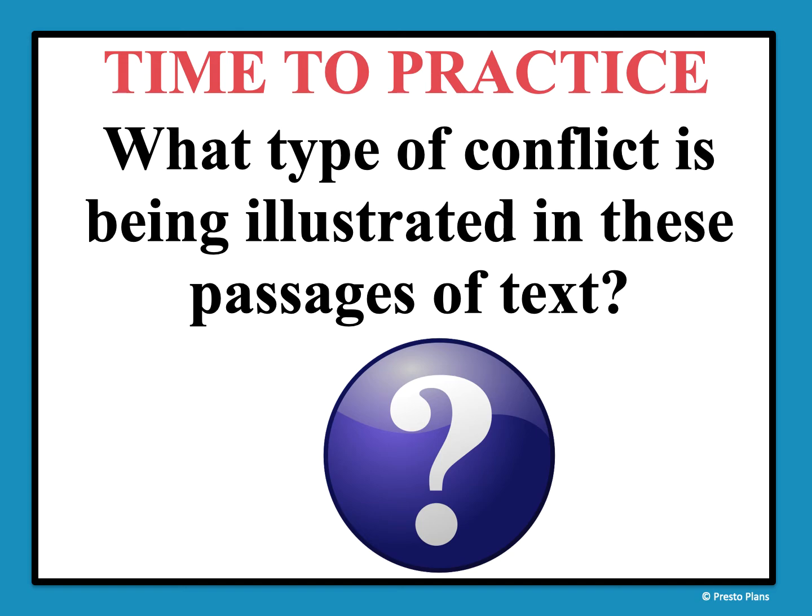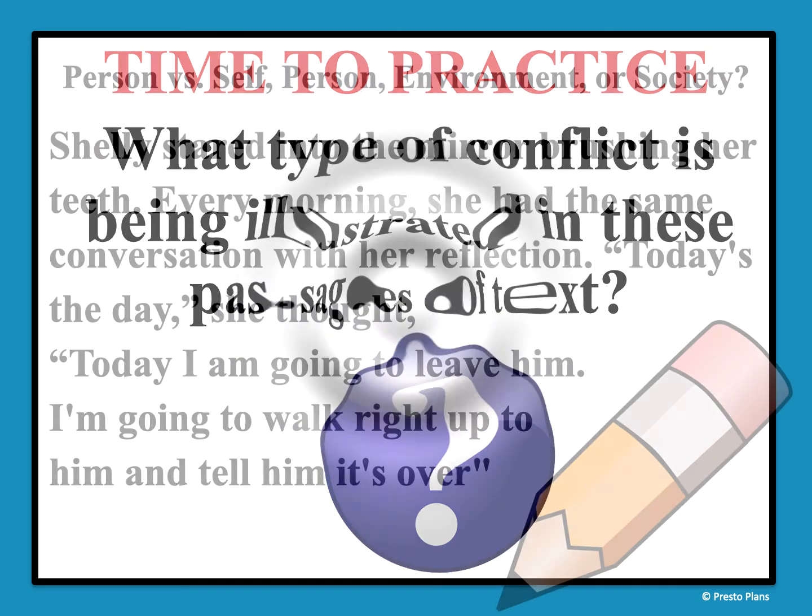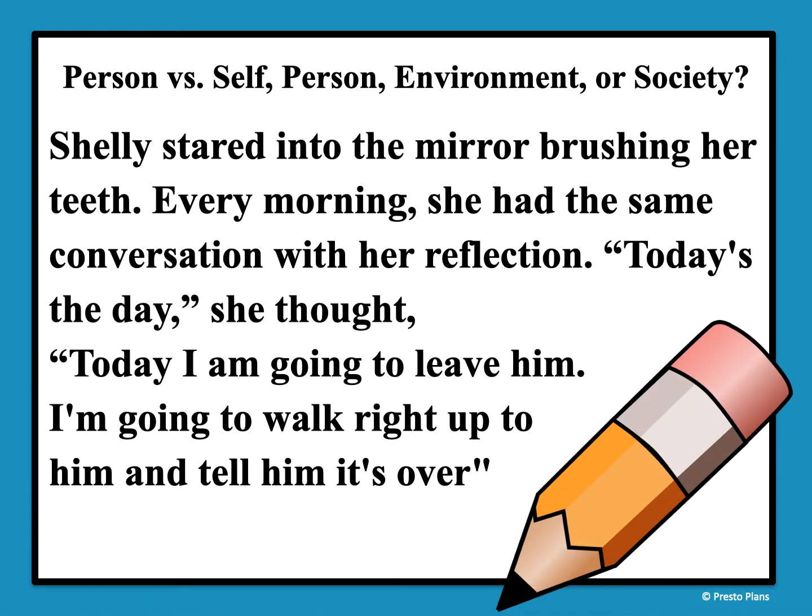Time to practice. What type of conflict is being illustrated in these passages of text? Shelley stared into the mirror, brushing her teeth. Every morning, she had the same conversation with her reflection. Today's the day, she thought. Today, I'm going to leave him. Today, I'm going to walk right up to him and tell him it's over. Is this person versus self, person versus environment, or person versus society? This is person versus self.